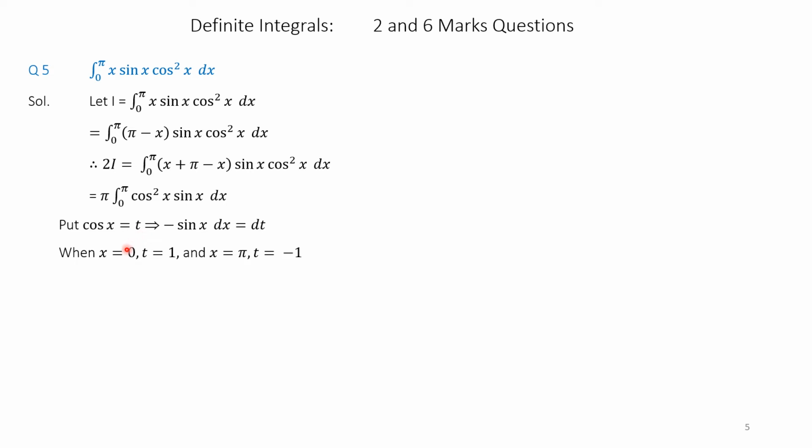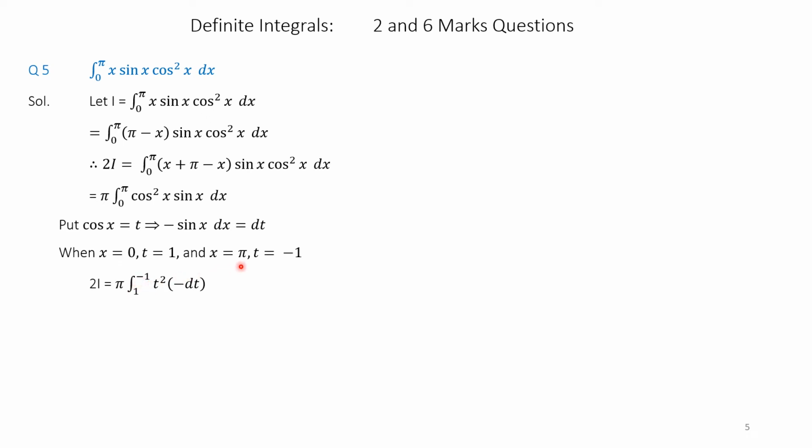So, when x is equal to 0, cos 0 is 1. Therefore, t is equal to 1. When x is equal to pi, that is the upper limit, t is equal to cos of pi, which is minus 1. Therefore, t is equal to minus 1.